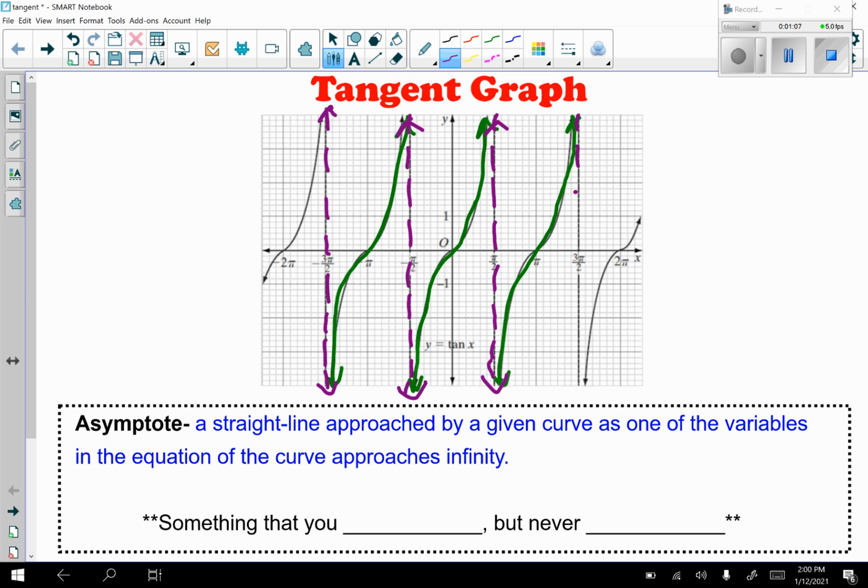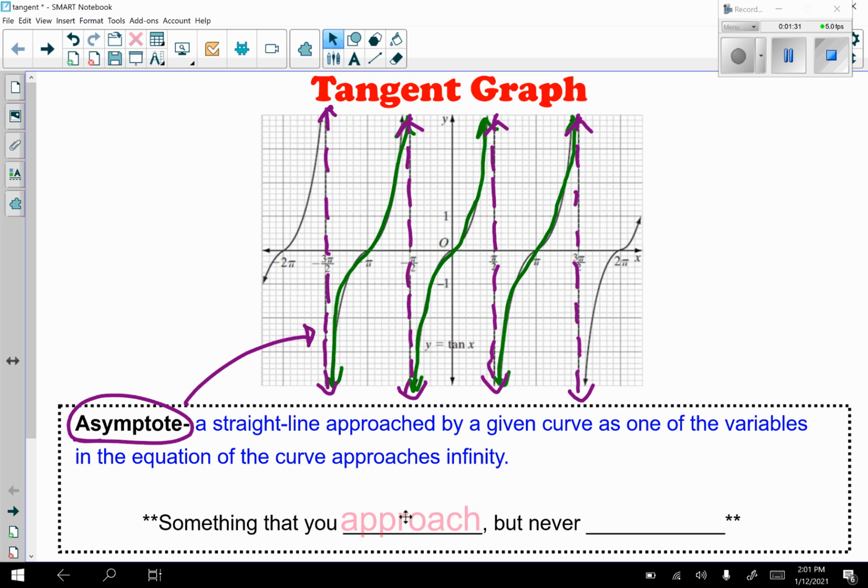An asymptote is a straight line approached by a given curve as one of the variables in the equation of the curve approaches infinity. So this is your asymptote. If you go on to take some upper level math courses, what an asymptote is and how it functions is a little bit different, but for this course, all we need to know is it's something that you approach, but you never touch. We'll see asymptotes with tangent, and then later on with some other functions as well. So you'll become familiar with an asymptote more and more throughout the year.